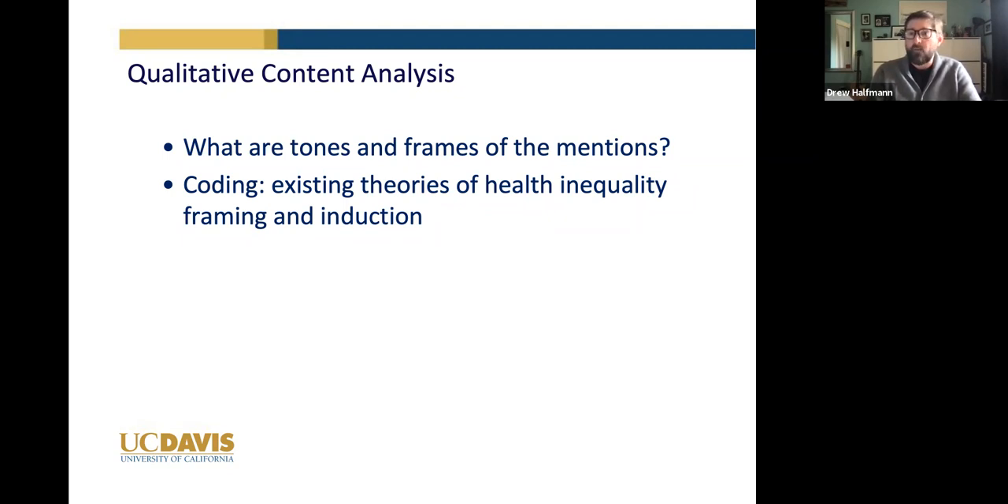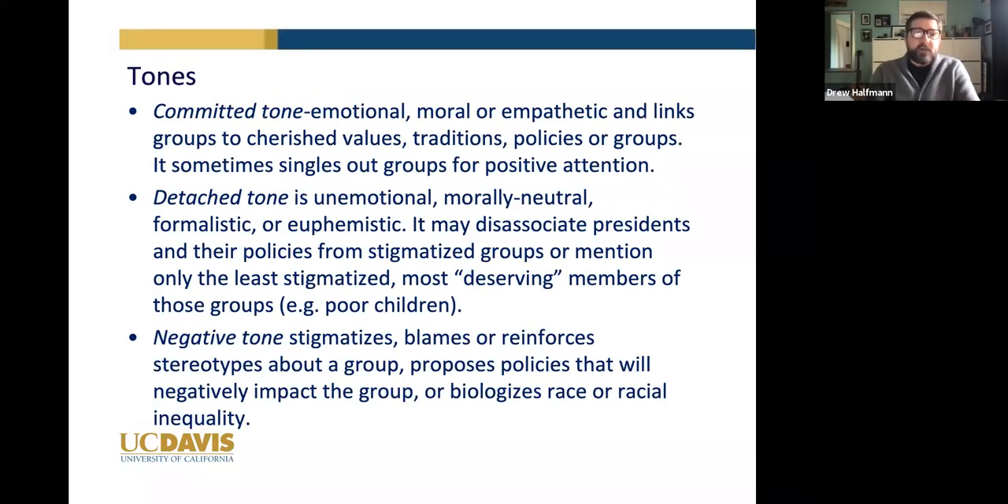This part of the analysis is far more interpretive, qualitative than the other part, which is coming up with dictionaries that can sort of reliably code the mentions. So I identified three main tones in the speeches. One was a committed tone, in which the president would speak in emotional or moral or empathetic terms about health inequalities. Often the president would link these groups to various cherished values, traditions, particular policies such as Social Security, or to particularly valorized groups, veterans, for example. It would sometimes single out these groups for positive attention. So that's the committed tone.